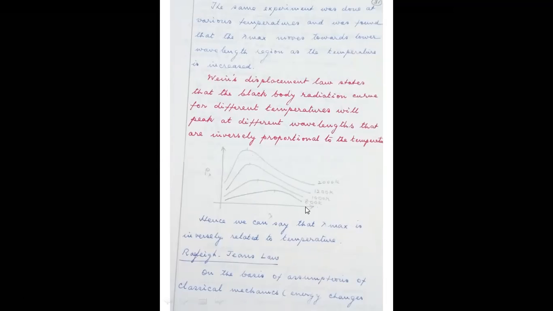Even when you heat a substance, suppose you are taking an iron rod and heating, first it will appear red, then yellow, and finally white. So the radiation that is coming out, its wavelength and intensity, when they are plotted together, when you raise the temperature, the wavelength that corresponds to maximum intensity is shifted towards the lower wavelength region.